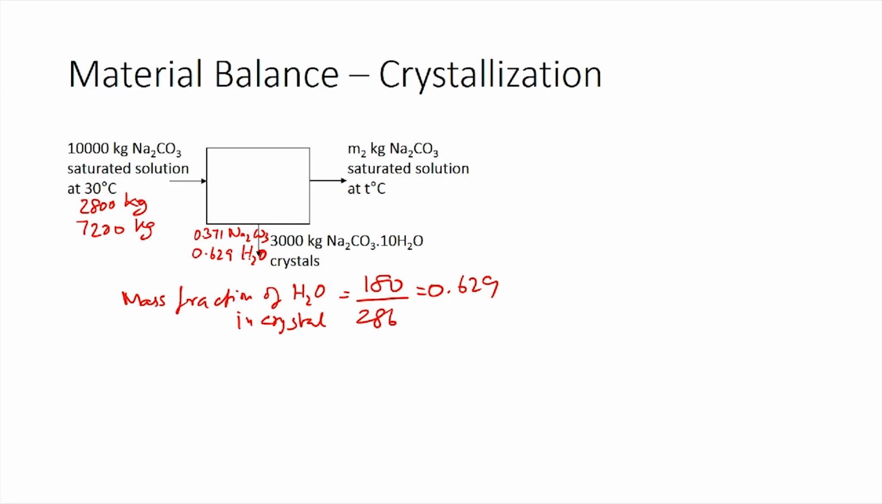So, if we were to write a balance equation, we can start with the total balance, which would be 10,000 kilograms of feed entering equal to 3,000 kilograms leaving as crystals plus M2. So, M2 will be equal to 7,000 kilograms. So, the next step is to perform a component balance.